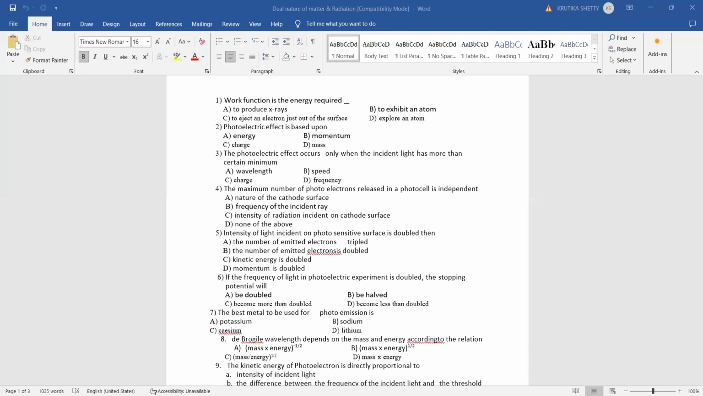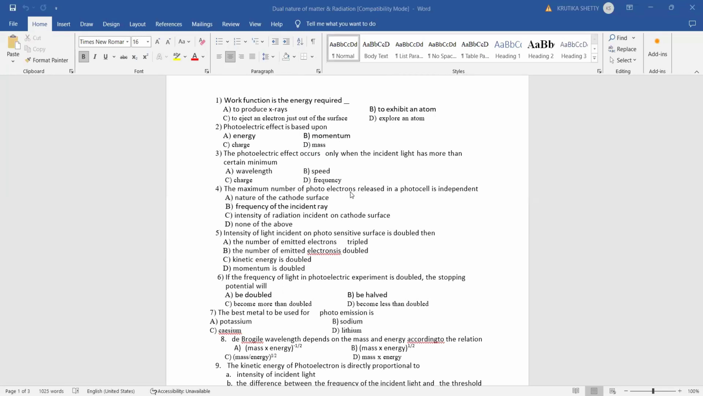So go for the third question. Now you are able to see the screen. Yes, now it is visible. So go for the third question. The photoelectric effect occurs only when the incident light has more than a certain minimum. Yes, what it should have? Frequency. Option D is the correct answer. Go for question number 4.